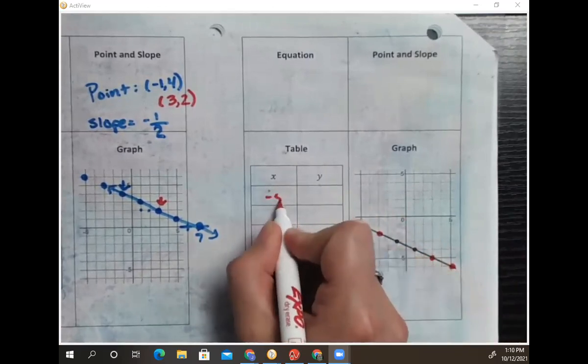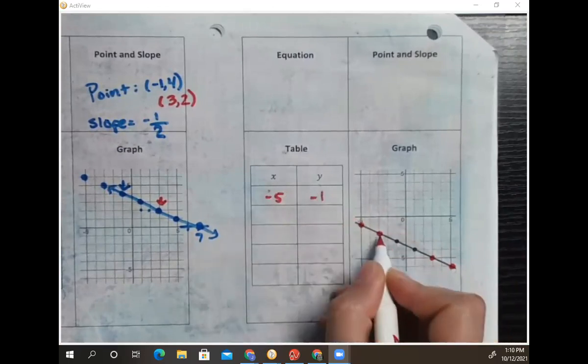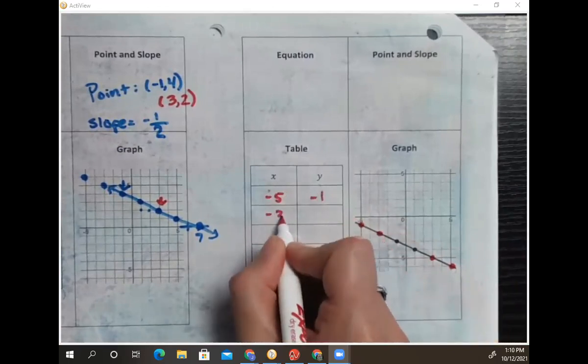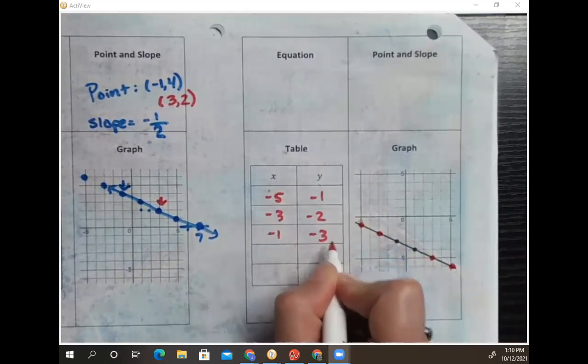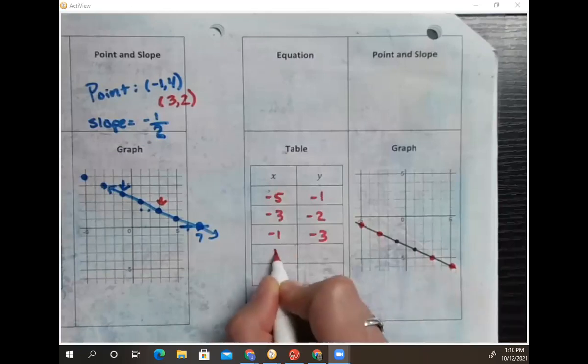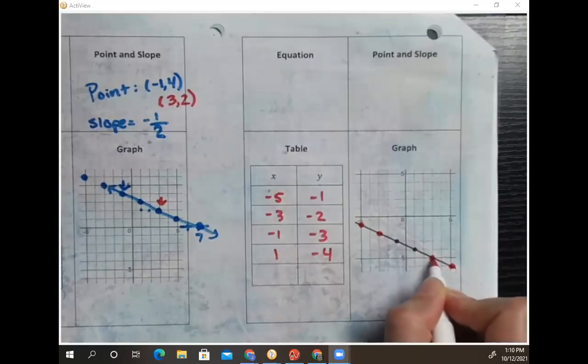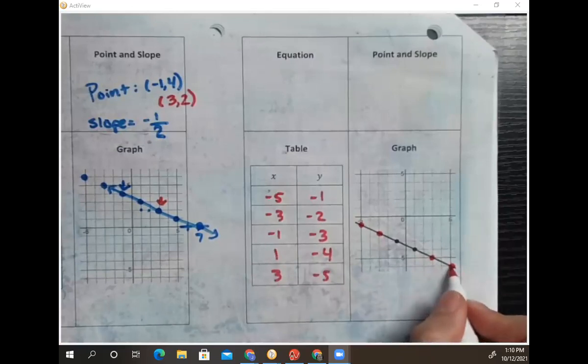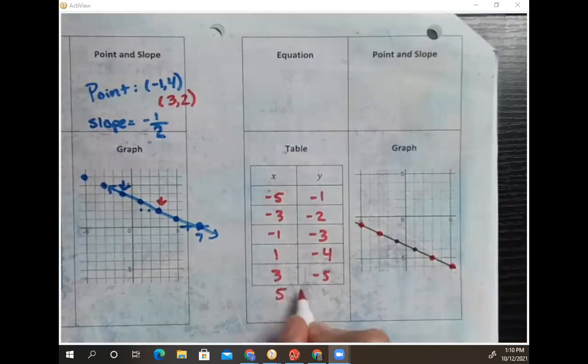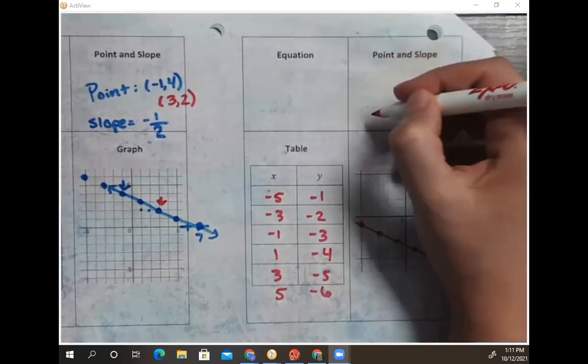So I've got -5, -1. I've got -3, -2, -1, -3, 1, -4, 3, -5, and then this guy here would be 5, -6. So I went outside of the table just so I could make sure you had an example of every point that we've got on our graph here. And then let's find our slope.